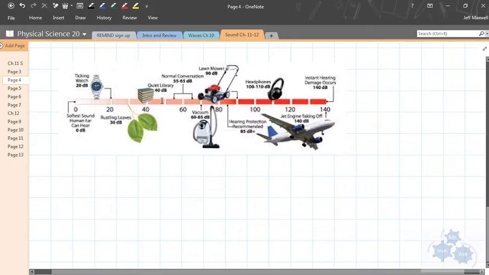A quiet library, like just the rustling of pages and people walking, maybe even some light whispering. A vacuum, 60 to 65. A lawnmower, that's 60 to 85 maybe. A lawnmower, about 90 decibels.